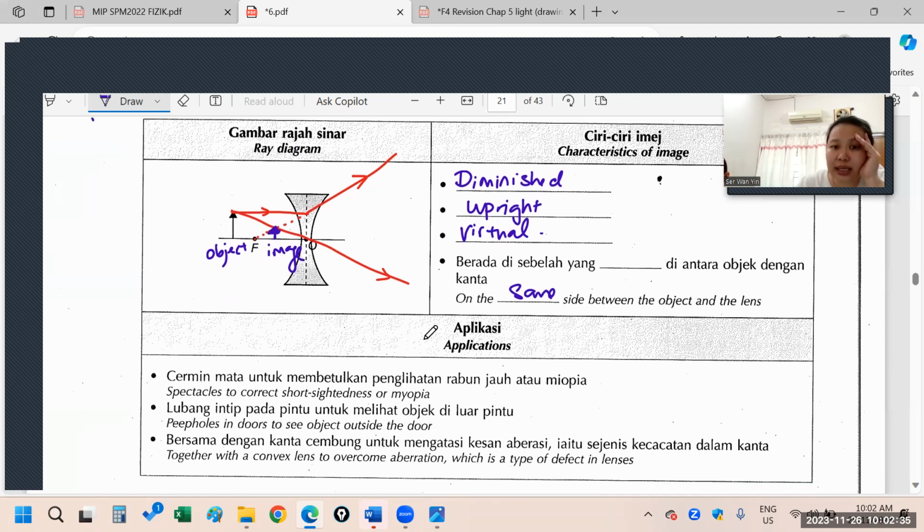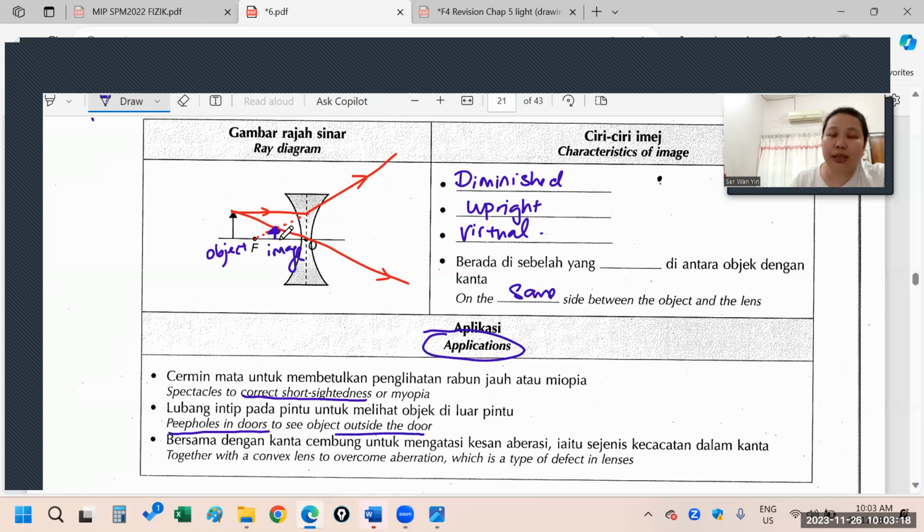Okay, and what is the application? We use it to correct short-sightedness. Okay, so normally, see, in this part, this side is curved inside out. If you are short-sighted like me, it will curve inside, so it's concave lens. Okay, then the peep holes in the door to see object outside the door.